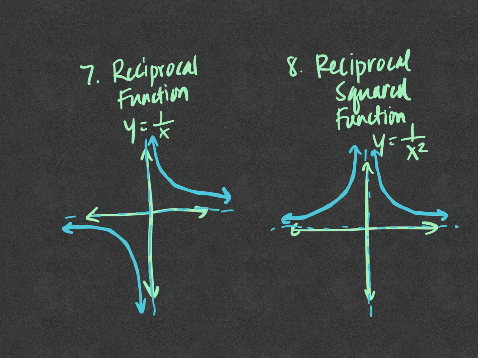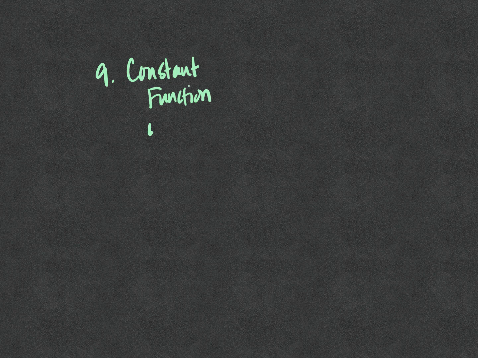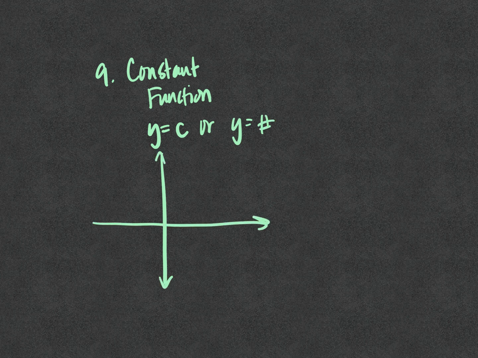And then number 9. Number 9 is our constant function. This is y equals some constant c. Or you can just say y equals some number. And so here we have just some graph at whatever value c is. So if it's 5, it's here. If it's 8, it's here. If it's 12, it's here. If it's negative, it's below the axis. So you should practice drawing these.